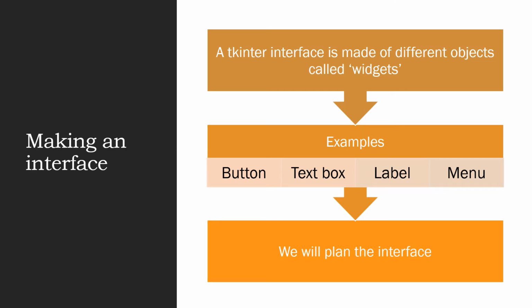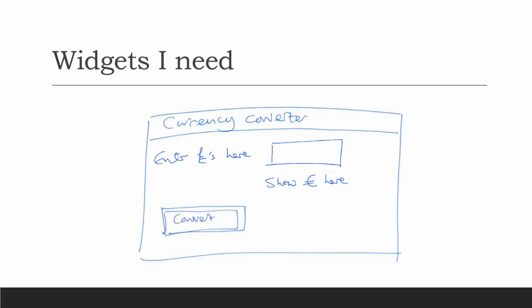So a TKINTER interface is made out of objects, and they call them widgets. For example, buttons, boxes, labels, and menus. You can see I've used 3 of those in my sketch. So we're going to plan an interface by putting widgets into a window. So there's my design. That design is going to be so useful, by the way, as I build up my project. I strongly recommend that you create a similar design for your project idea.